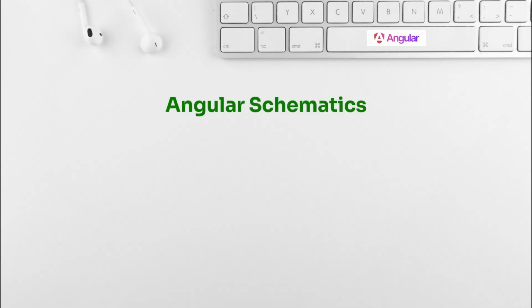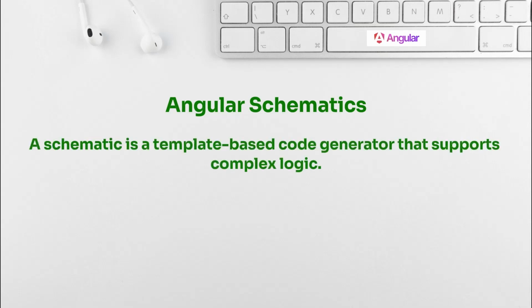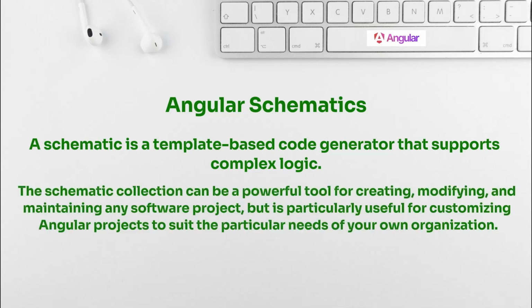Hello everyone. In this video, let's understand what Angular schematics are and how they are used from a real-time project point of view. A schematic is a template-based code generator that supports complex logic, and a schematic collection can be a powerful tool for creating, modifying, and maintaining any software project. But it is particularly useful for customizing Angular projects to suit the particular needs of our own organization.